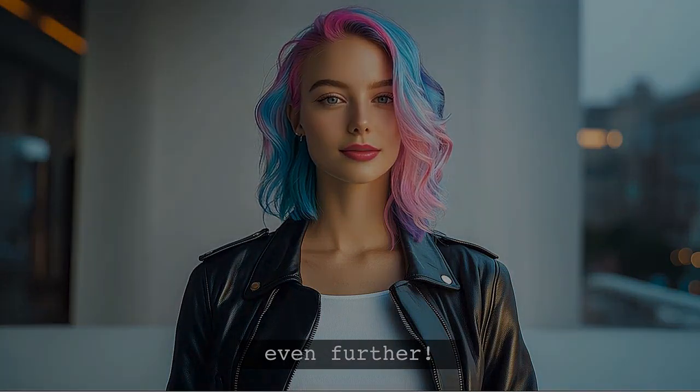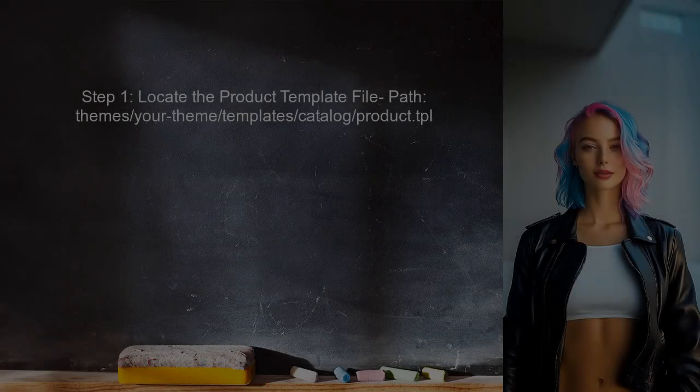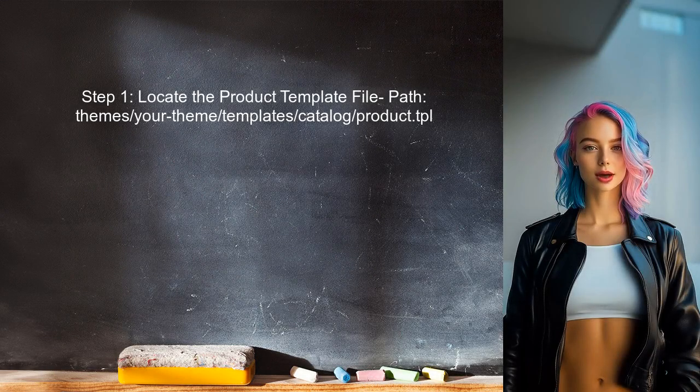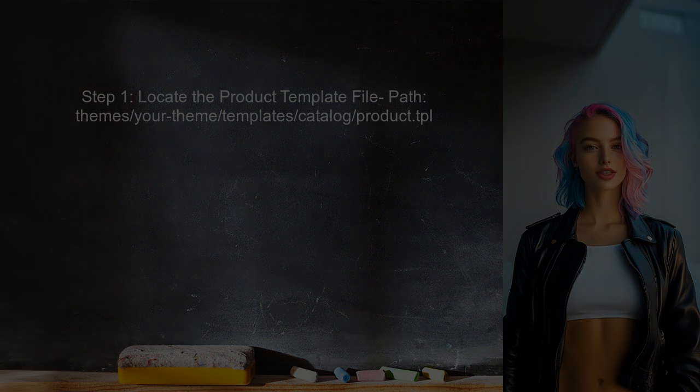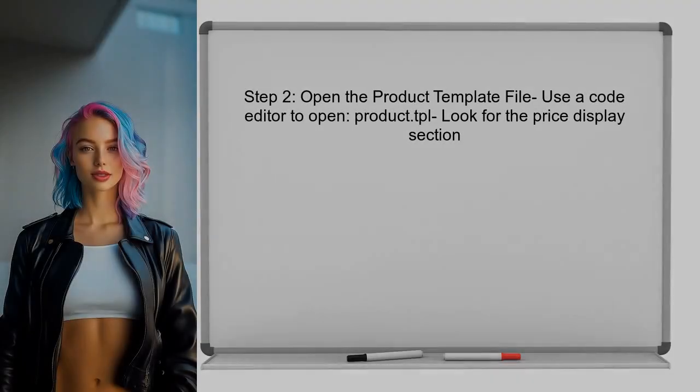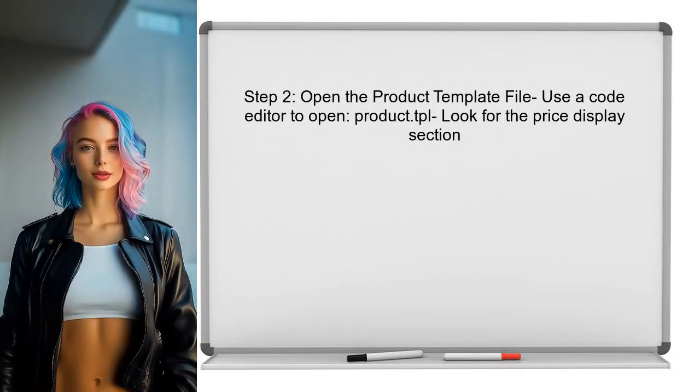To display the product price with and without tax in PrestaShop 1.7, the user should first locate the product template file. This file is typically found in the Themes folder of the PrestaShop installation. Next, the user needs to open the product template file in a code editor. Here, they will find the section where the product price is displayed.